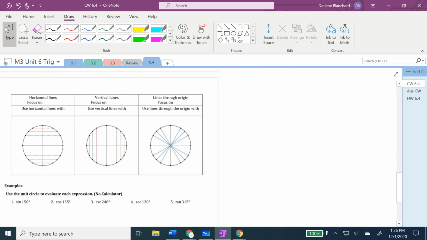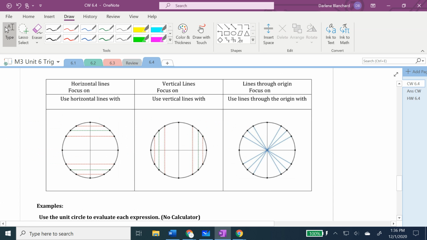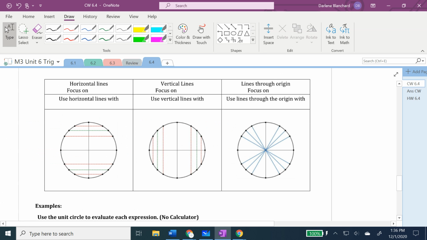Now, what I'm doing right here is I'm creating like some training wheels for the unit circle for you. Horizontal lines focus on y-coordinates. Y-coordinates are which trig function, sine or cosine?